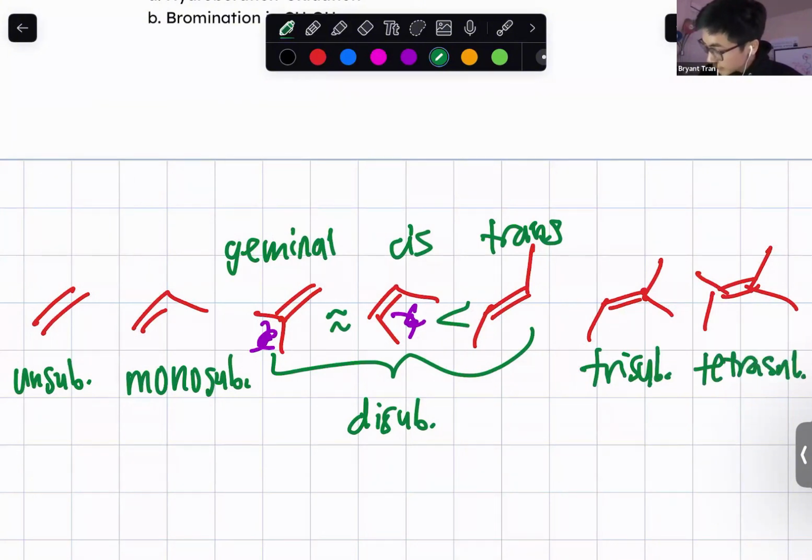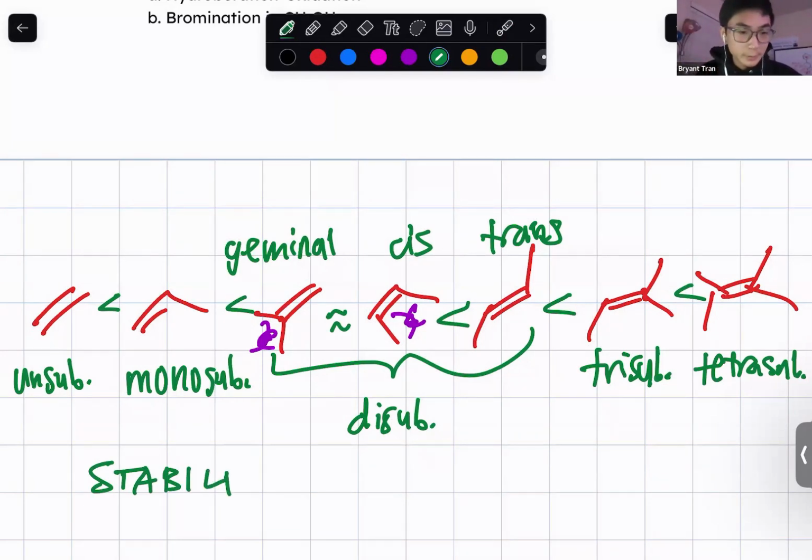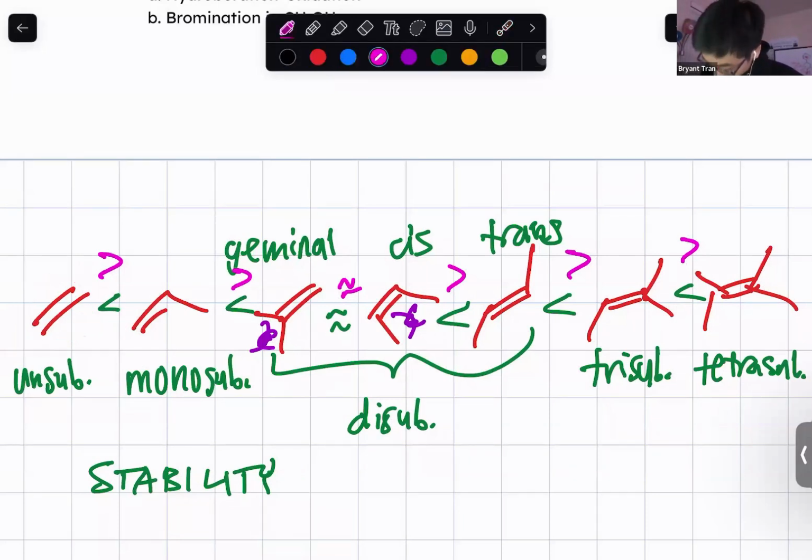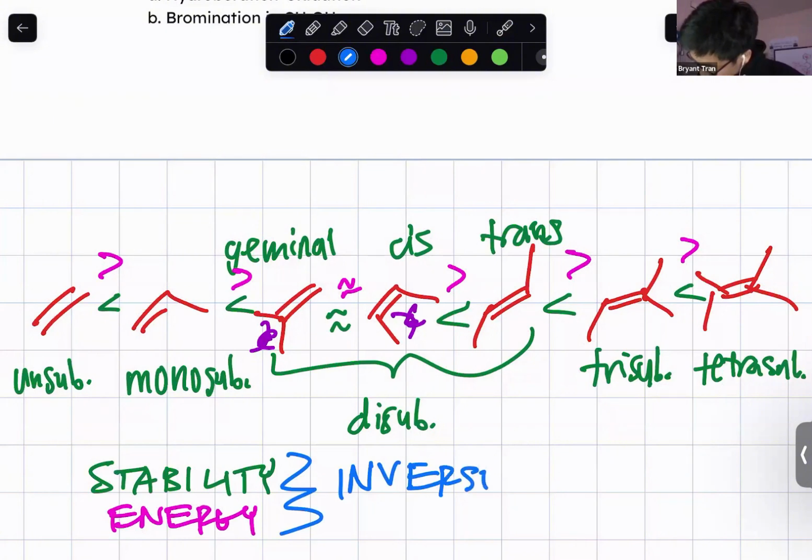So the more substituted the alkene is, the more stable it's going to be. So these arrows here that I'm putting in green are the arrows talking about stability, right? Not about energy, because energy would be the reverse of that, because stability and energy are inversely related. If I draw the arrows in pink right here, these would be the arrows for energy, where the unsubstituted alkene has the highest energy since it's the least stable. Stability and energy are inversely related.